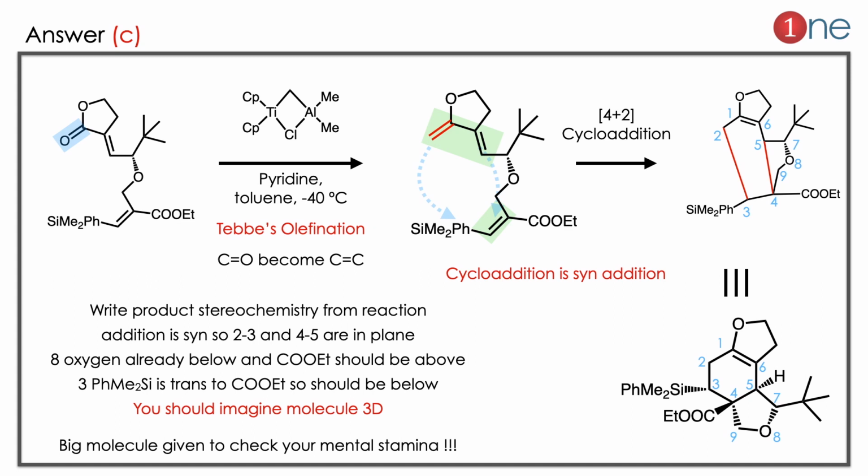Here you have to learn 2 things. One is if you are using a Tebbe reagent, C=O becomes C=C. Then you have to always consider intramolecular cycloaddition if there is a conjugated diene and an alkene in the same system.